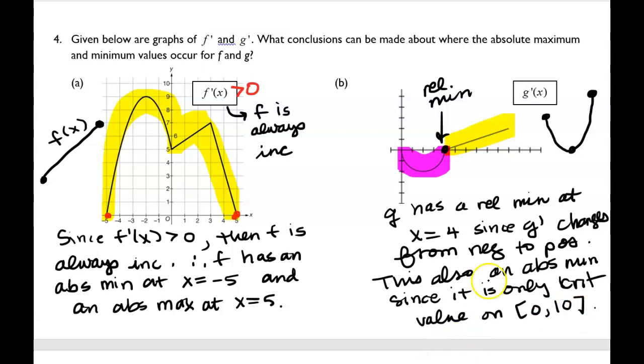Now, we won't be able to tell about the absolute max, again, because we can't compare the endpoints, but I do know for sure that this point here at 4 is my absolute min.